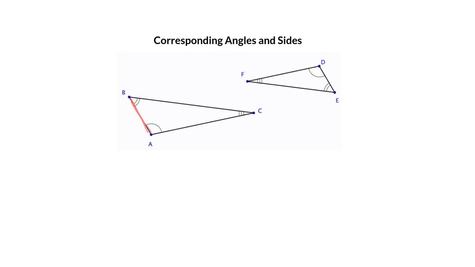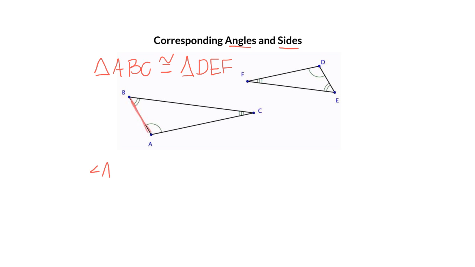In this video, we will talk about how to find corresponding angles and sides. The first thing we want to know is how these two triangles correspond to one another. Triangle ABC is similar or corresponding to triangle DEF. To find corresponding angles, we want to find matching angles.